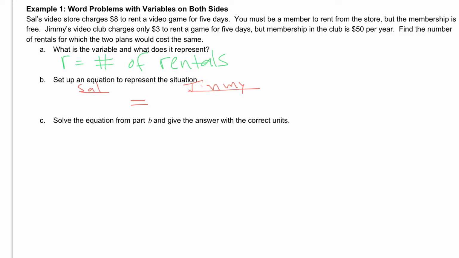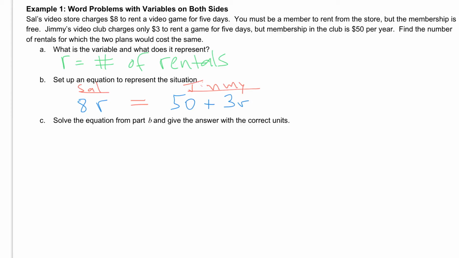So let's think about how much it costs for Sal's Video Store. It says Sal's Video Store charges $8 to rent a video game for 5 days. You must be a member to rent from the store, but the membership is free. So the only thing that you have to do is sign up for that membership, and then you just pay $8 for every game. So we can write that as 8 times R. Now if we take a look at Jimmy's Video Club, it charges only $3 to rent a game, but the membership is $50 a year. So we have to pay that $50 first, and then it's $3 for every rental.